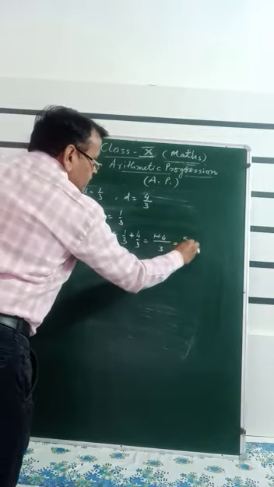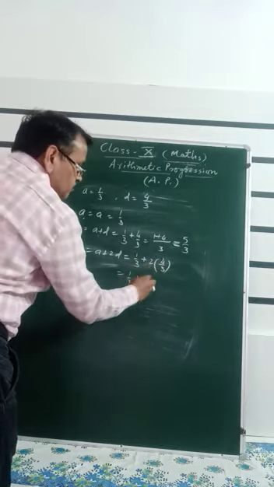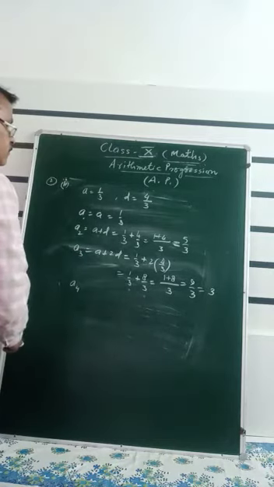The second term is 5 upon 3. The third term is a plus 2d. A is 1 upon 3 plus 2, and d is 4 upon 3. So it is 1 upon 3 plus 2 times 4 upon 3. Multiply only the upside, because downside we don't have any number. So 2 times 4 is 8, 8 upon 3. Here also the LCM is 3. So 1 plus 8 is 9 upon 3, and 9 upon 3 will be 3. The third term is 3.